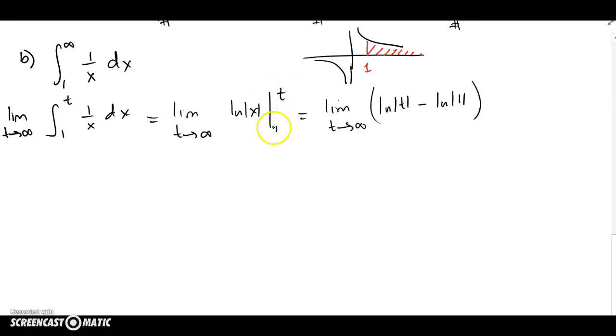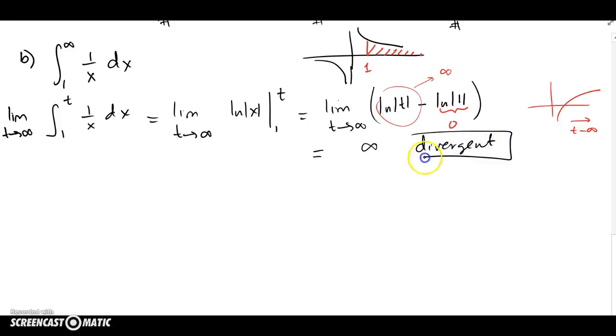So I put in my limits of integration, 1 and t, and we know that ln of 1 is 0. And ln of t, as t gets big, well, we know the logarithmic function looks something like that. And as we go to the right, as t gets big, this logarithmic function keeps growing and growing. So this goes off to infinity. So although this problem looked a whole lot like the previous one, when I analyze this limit, I actually get a divergent integral because it does not approach a finite number.